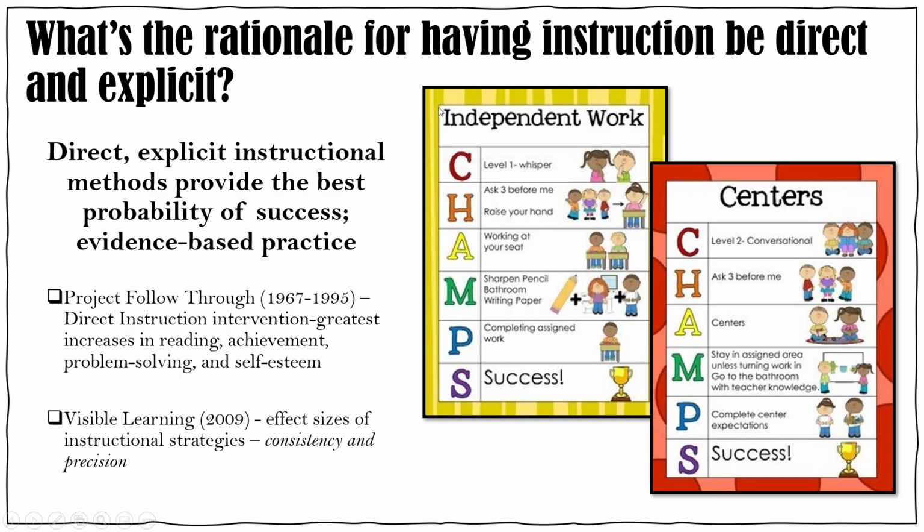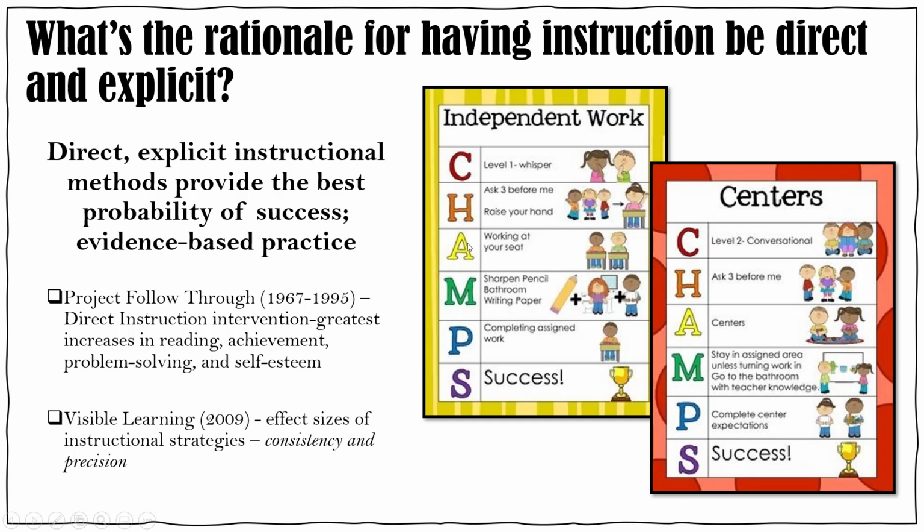So if you look at these 2 examples of it, this is using CHAMPS for independent work. Usually the C stands for the conversation level. So how loud should they be talking? You can see, this is independent work, this is centers. With independent work, you're very quiet, it's a whisper. And the conversation level for the centers is that level 2, so you can have conversations with your peers. The H typically stands for help. So what do the students need to do before they ask for help? So ask 3 before me and then raise your hand.